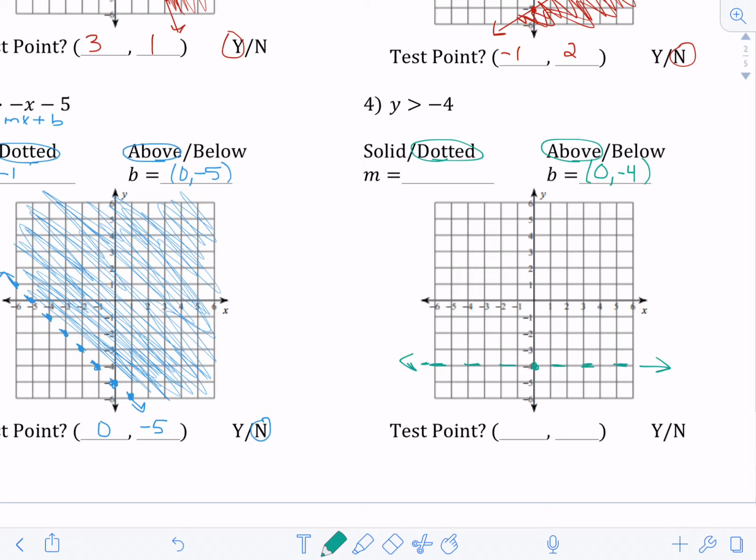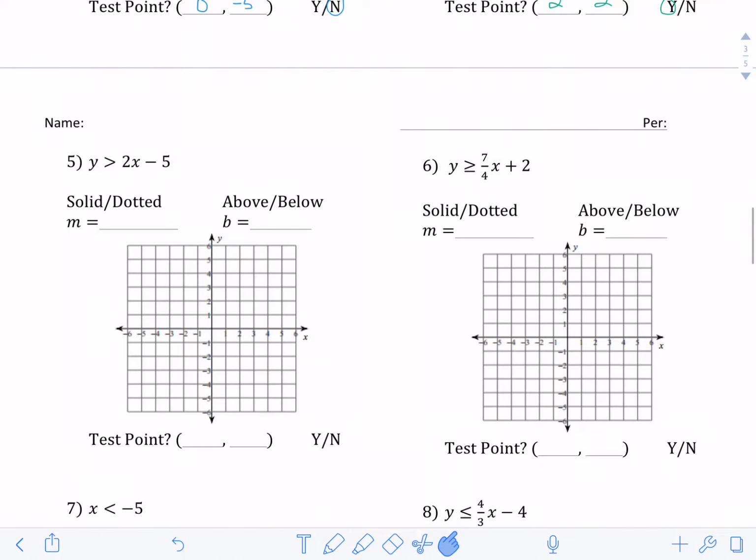So I know the slope of that is going to be 0. And then since I'm shading above this line, all of these are the answers, everything that I'm shading in this solution set. So if we pick the point, let's just do 2, 2, then yes, that is a solution to the answer.